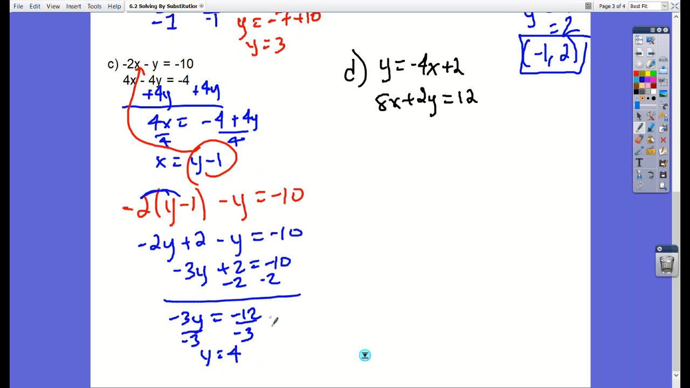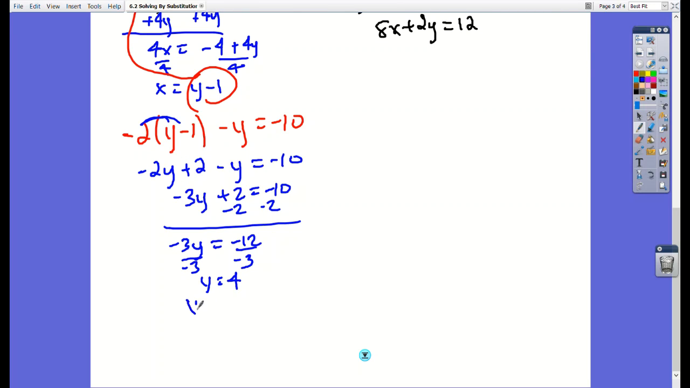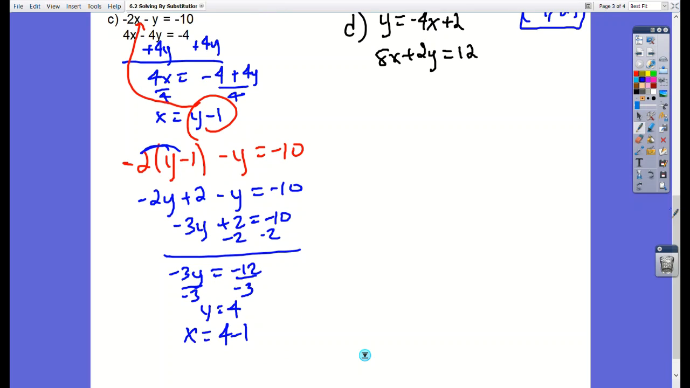And then we can just plug it back into this equation. Right? Plug your y equals 4 back into here, so we should get out an x is 3. So x is 4 minus 1. X is 3. So 3 comma 4. If you do a quick mental check of that, plugging these numbers in, it does in fact work.